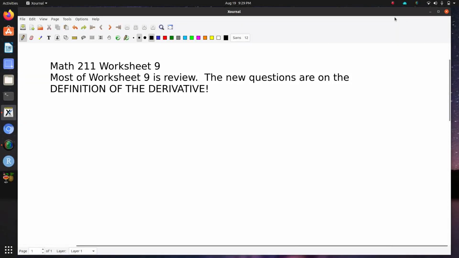Okay, so we finally get to do the definition of the derivative today. Most of worksheet 9 is review. So at the end we talk about the new material, and that's the definition of the derivative. So I'm happy about that. I hope you are too.